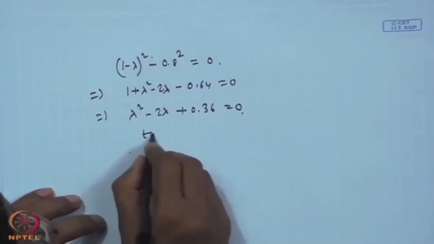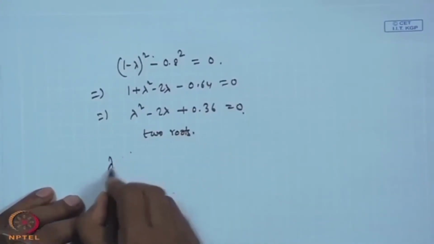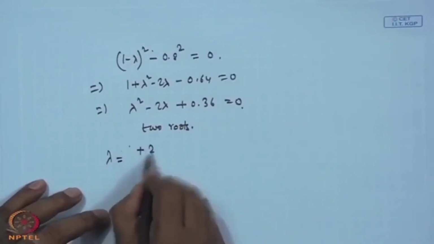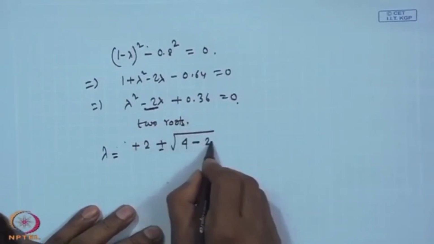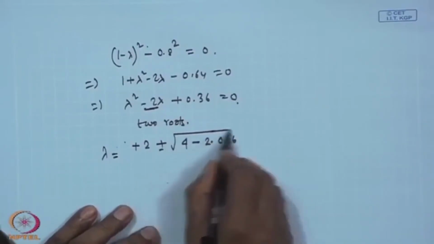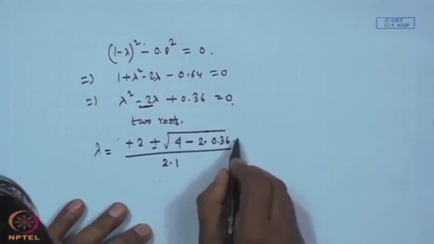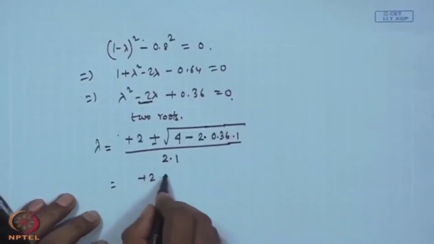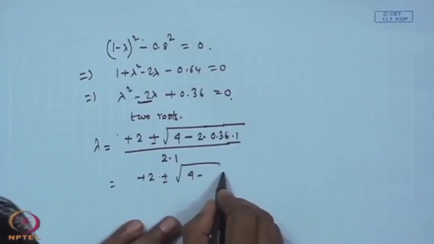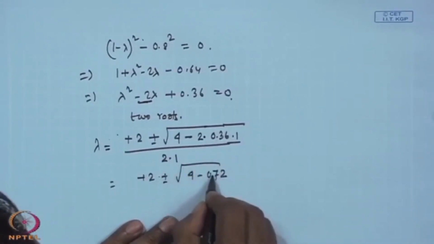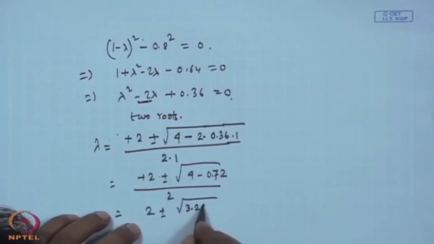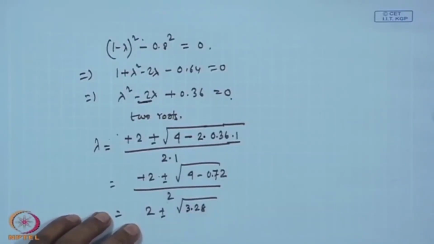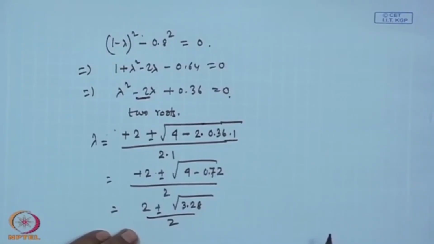Then there are two roots. So, lambda will be minus b, meaning plus 2, plus minus root over b squared, meaning 4, minus 4 into 0.36, divided by 2 into 1 into 1. So, 2 plus minus root over 4 minus 1.44, that is, 2.56, divided by 2. So, 2 plus minus root over 3.28 divided by 2.